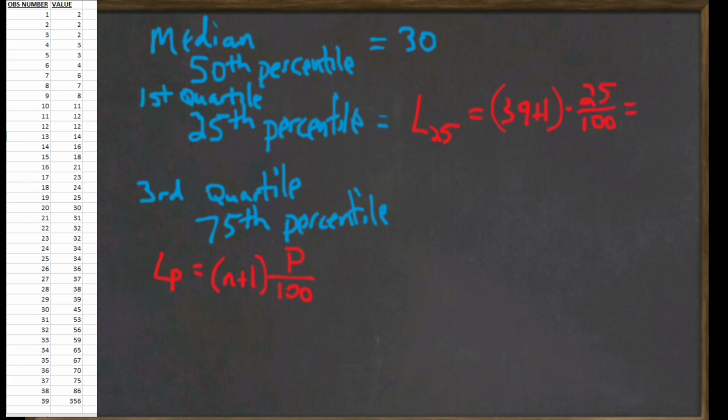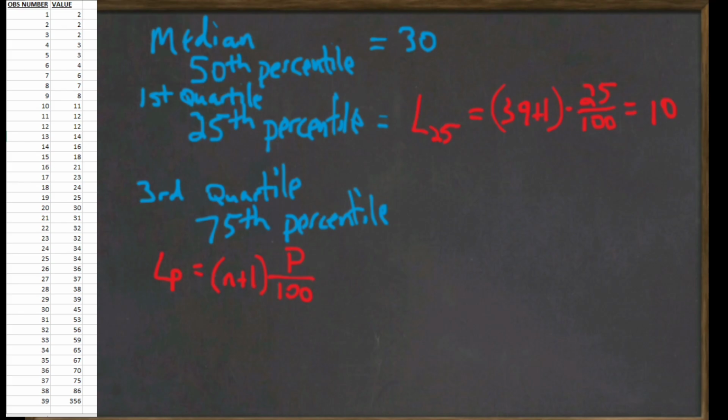Okay, and so this is going to be 40 times 1/4, and so we are going to, in fact, find 10. Again, we could have maybe guessed that's where it was going to be, but in a more general sense, this works for any number of observations and any percentile. So we found that the 25th percentile is the 10th observation. It doesn't mean that it is 10. The answer is not 10.